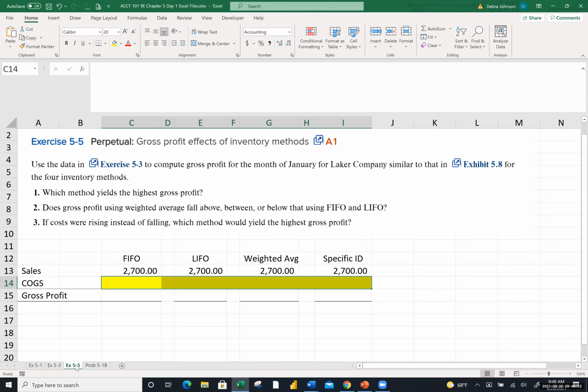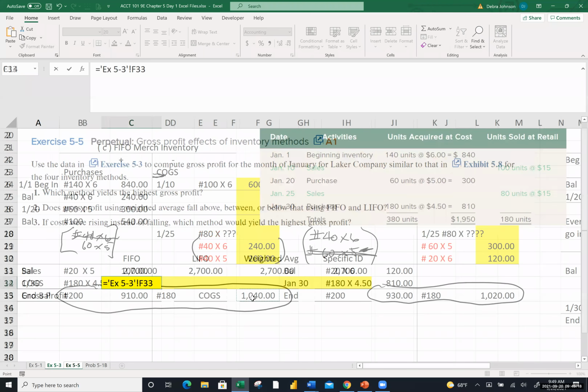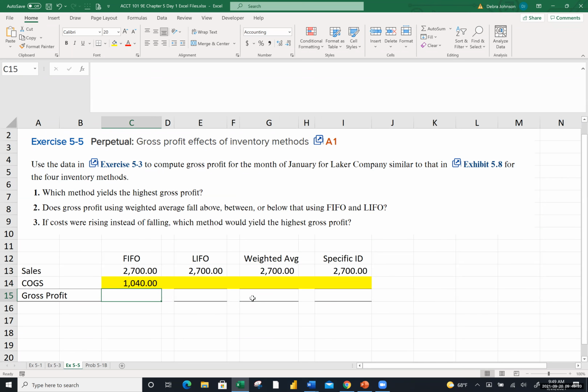And let me show you guys in Excel how to reference that. These are all in the same workbook. So rather than going back and forth and trying to remember, my memory at 57 is not what it used to be, if you just put equals, and then you go click where the number's coming from. So I'm going to click this exercise 5-3, and I'm going to click the FIFO cost of goods sold, and you press enter. It'll pop it in there for you. That's probably easier than trying to remember it.